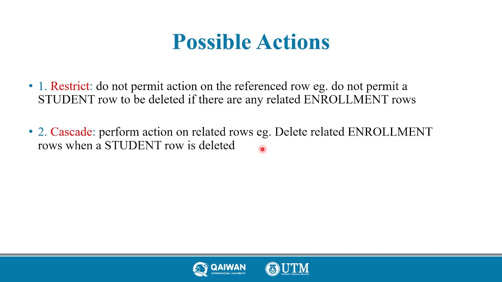Possible actions that you could do. Restrict: do not permit action on a reference row. Do not permit a student row to be deleted if there are any related enrollment rows. You have, for example, three tables: students, enrollment, and courses. You should restrict the delete of the student row because it will affect the enrollment and the courses too. Cascade: perform action on related rows. Example, delete related enrollment rows when the student row is deleted. For example, instead of restricting, if you want to delete a student row, you should also delete in the enrollment table too.